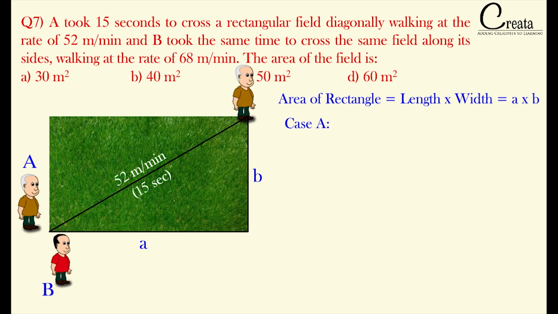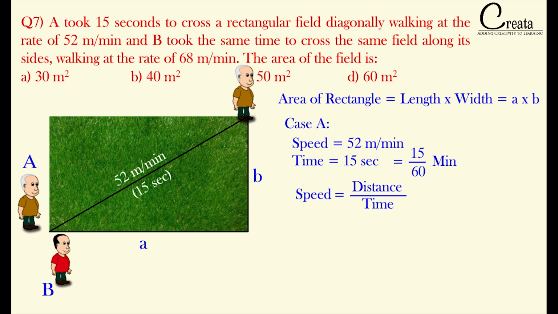So A is walking at the rate of 52 meters per minute and A is taking 15 seconds. Firstly, the time is given in seconds, so we will convert this 15 seconds to minutes so that we can match it with the speed of A, that is 52 meters per minute. So 15 seconds will be equal to 15 upon 60 minute. We have simply divided this term by 60 to convert the seconds to minutes.